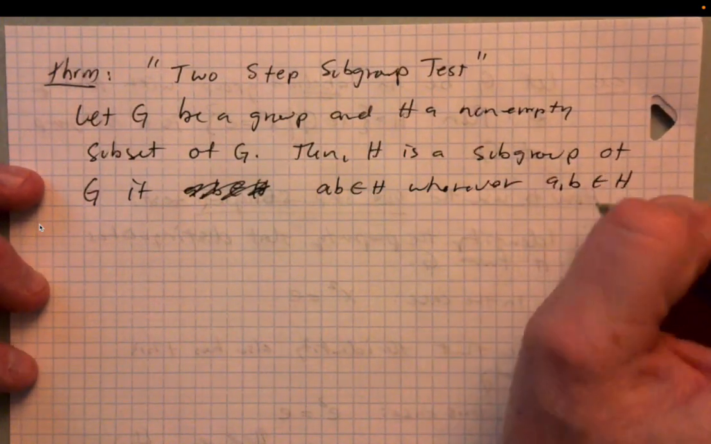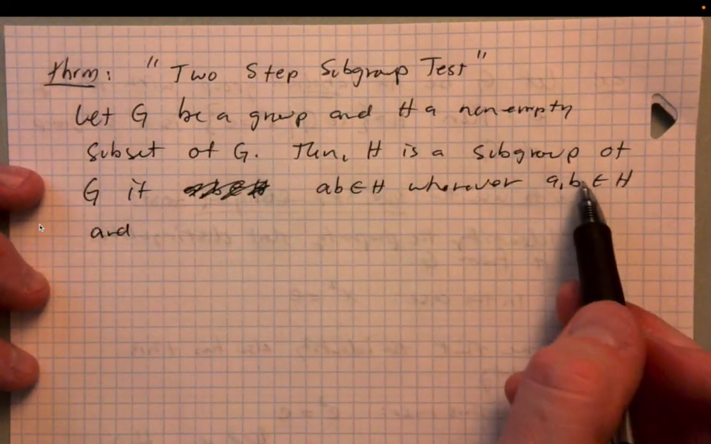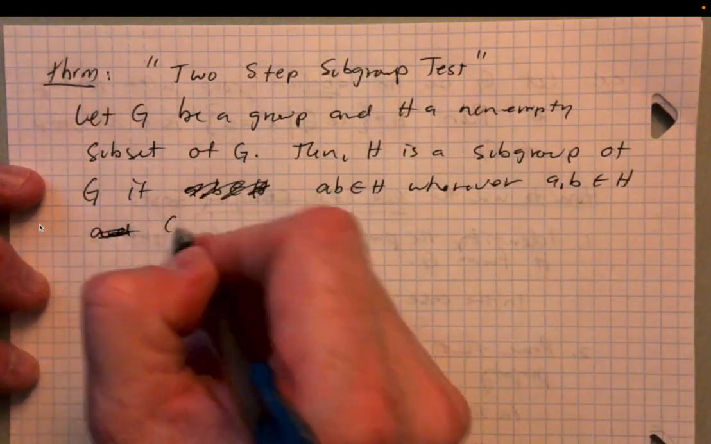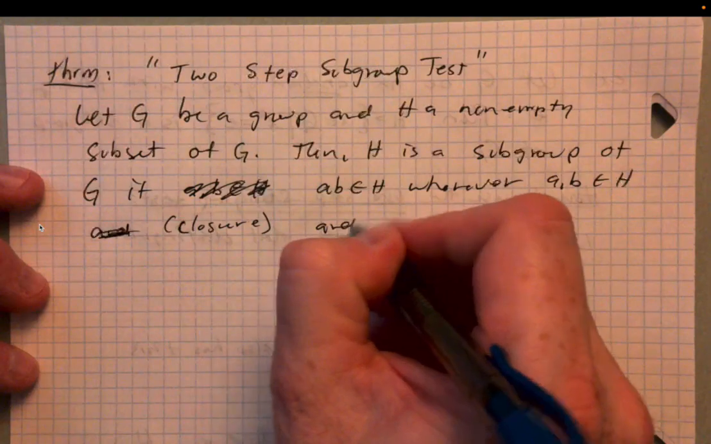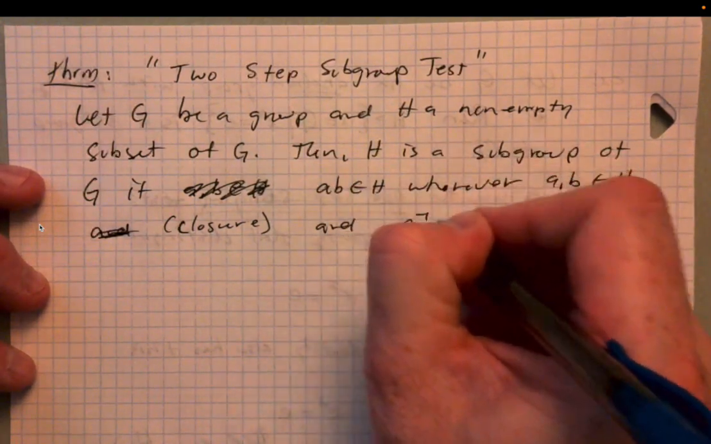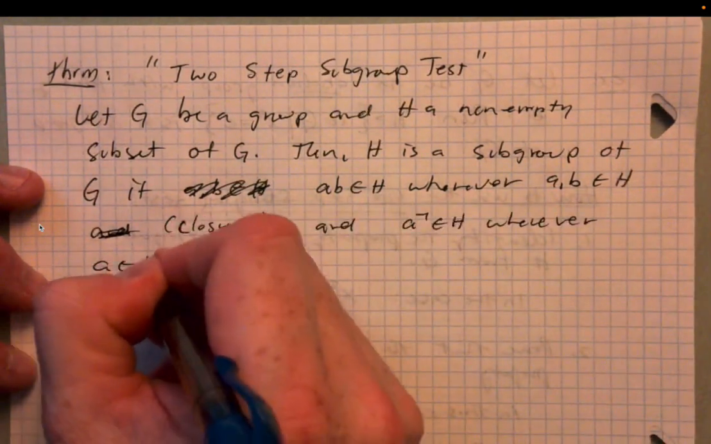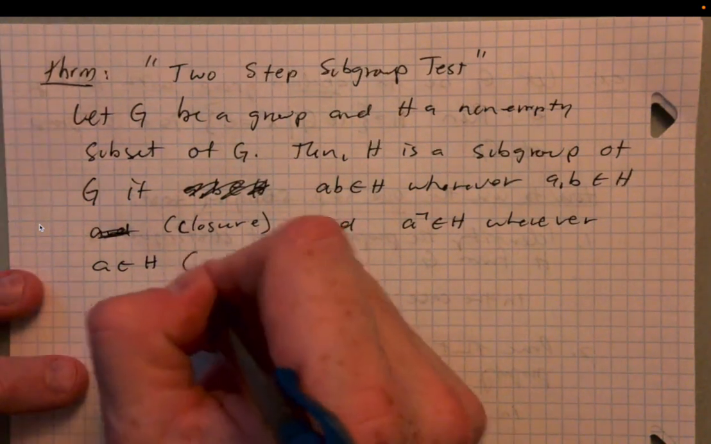And so that's the first step, to show that the product of two elements in the subset must be in the subset. That just is closure. And secondarily, A inverse is in H whenever A is in H. And so what is that? Well, that's like closed under inverses.